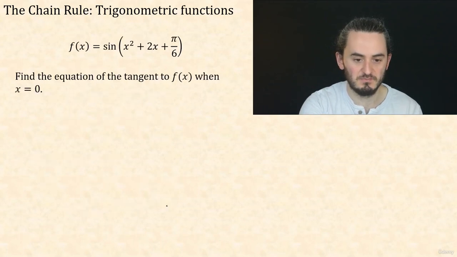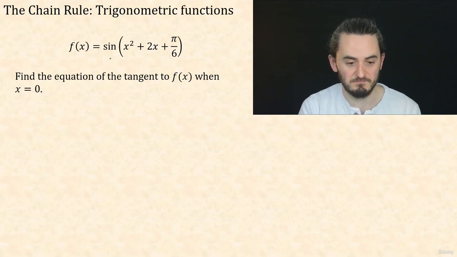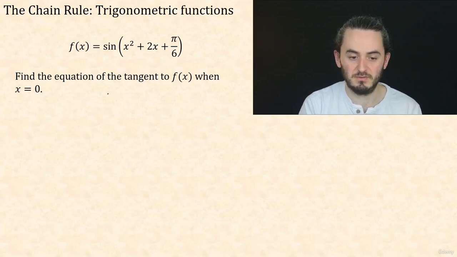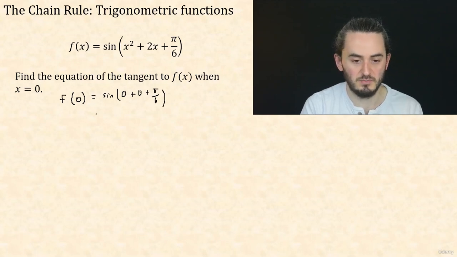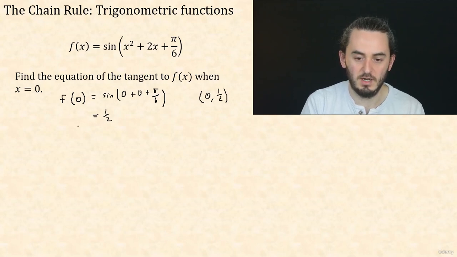Let's apply this. So we've got f of x equals sine of x squared plus 2x plus pi over 6. Find the equation of the tangent to f of x when x equals 0. Okay, so we first need a point. So I've got the x coordinate, let's find the y coordinate by subbing in. So that's sine of 0 plus pi over 6. All right, we know what sine of pi over 6 is, don't we? It's a half. So my coordinates are 0, a half.